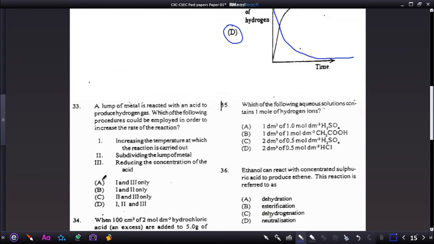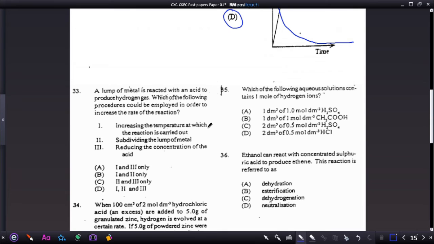So let us see. Increasing the temperature at which the reaction is carried out. Yes. Subdividing the lump of metal. Yes, we are increasing the surface area. Reducing the concentration of the acid. No. So it's 1 and 2, which is B.